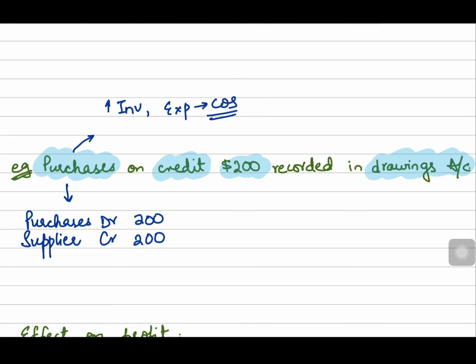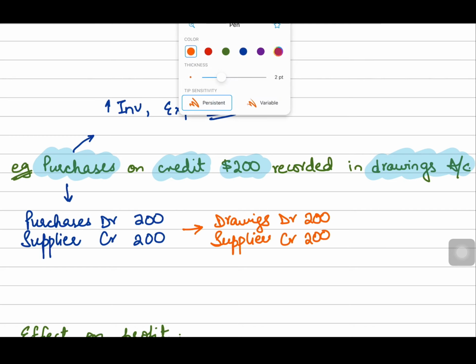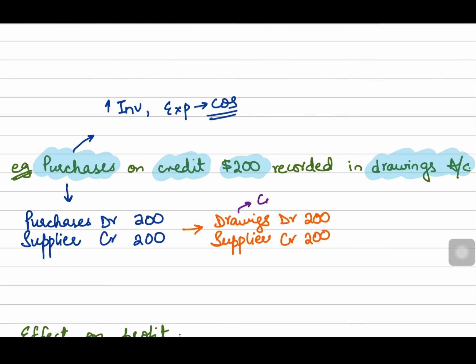Instead, what have I done? I have debited my drawings account. Now drawings, we know that drawings is not an expense for the business. Drawings are when the owner withdraws something from the business for private use, so that is called drawings. And drawings is also called a contra capital account because it reduces your capital.